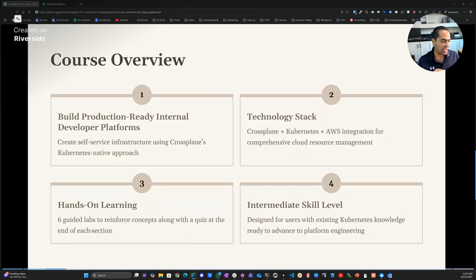So this course has 6 labs that will guide you through and reinforce concepts as you go along, how to actually use Crossplane to build that infrastructure, and we have a bunch of quizzes and so on. This is an intermediate skill level course, and it's designed for users with existing Kubernetes knowledge to be able to advance their platform engineering career.